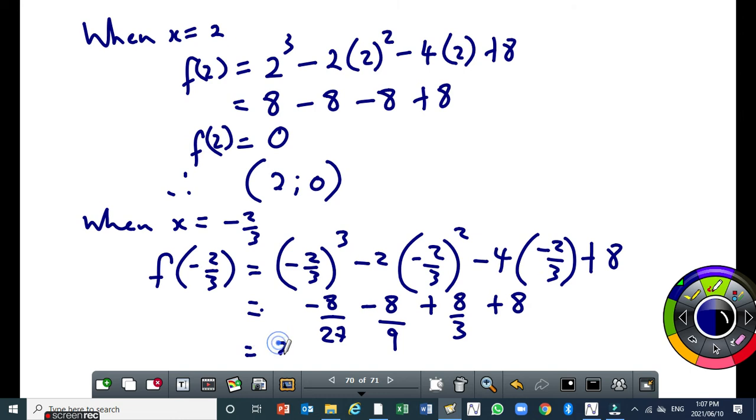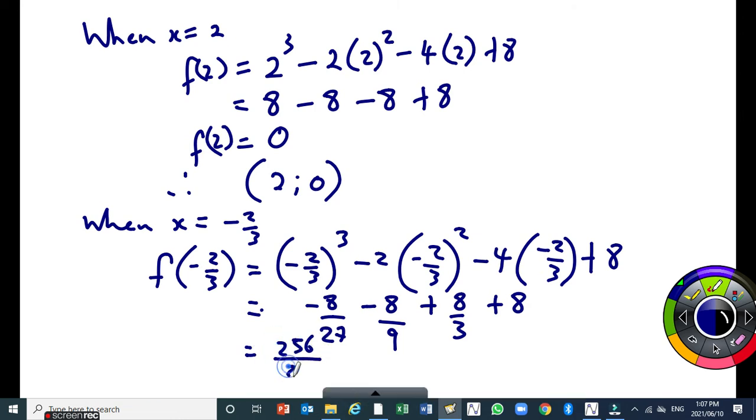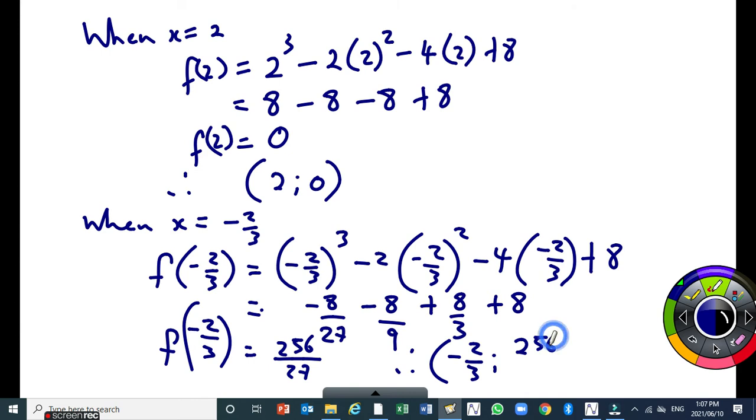256 over 27. That's close to 10. So it's almost like 9.48. 9 comma something. You're going to approximate it on the graph. So what this means is my second stationary point is going to be at x equal to minus 2 over 3. The y value is going to be 256 over 27.